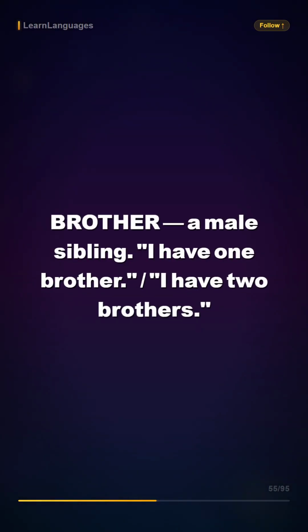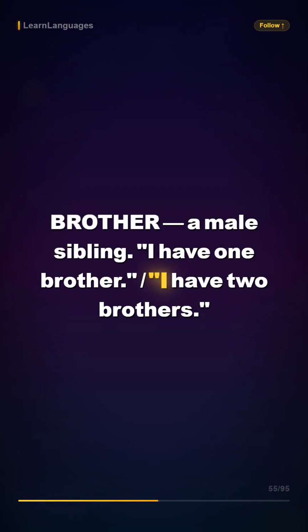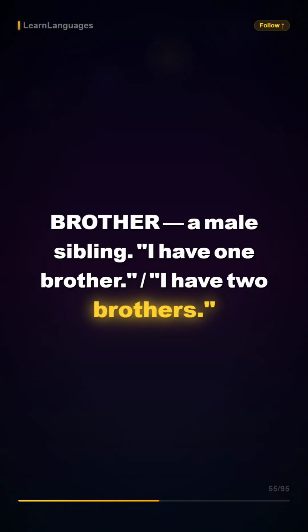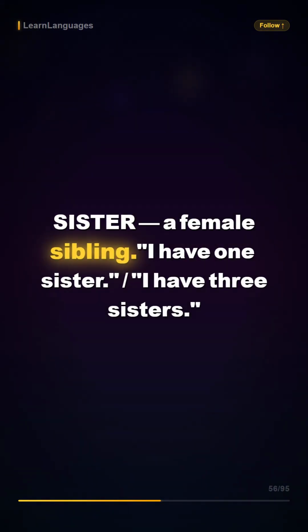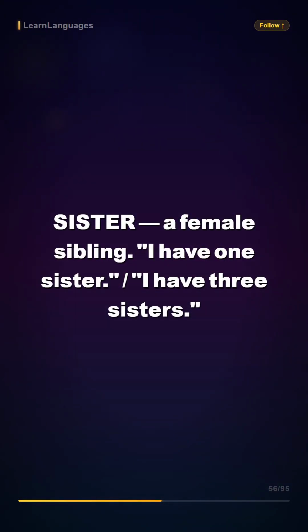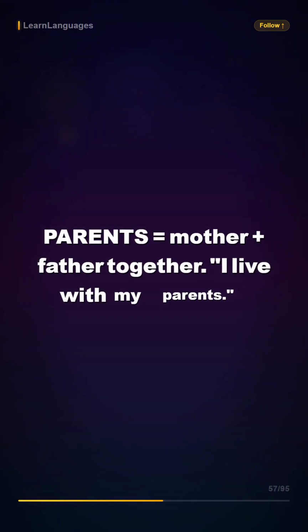Brother. Brother, a male sibling. I have one brother. Or I have two brothers. Notice the S for plural. Sister. Sister, a female sibling. I have one sister. I have three sisters.